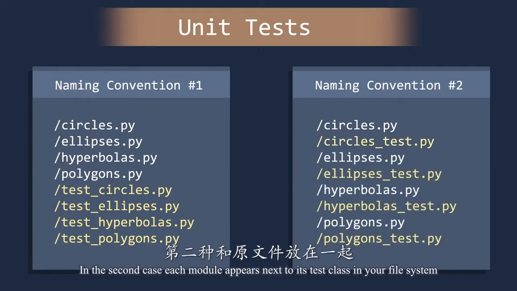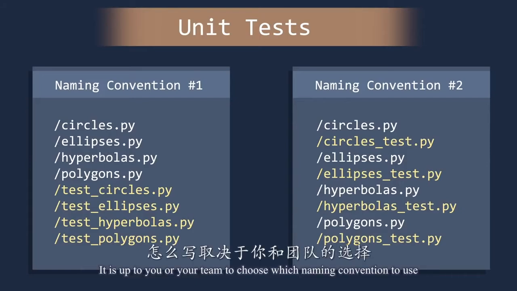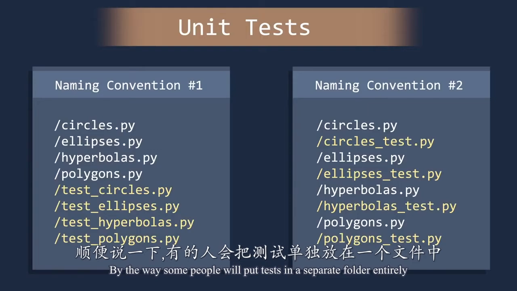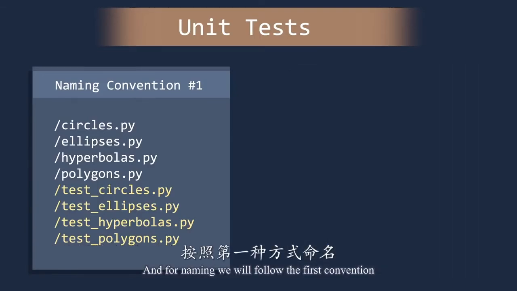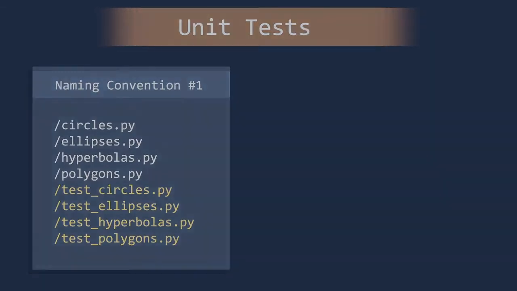In the second case, each module appears next to its test class in your file system. It is up to you or your team to choose which naming convention to use. By the way, some people will put tests in a separate folder entirely, but for simplicity, we will keep all classes and their unit tests in the same folder. And for naming, we will follow the first convention.